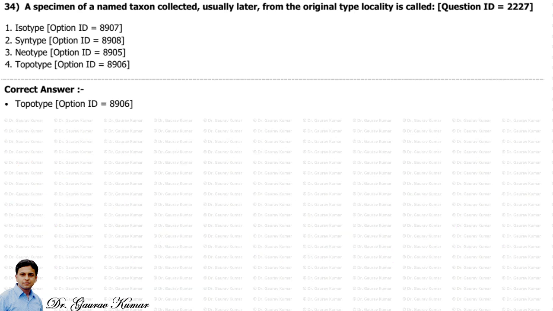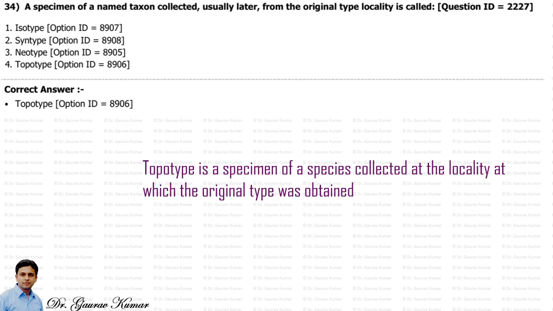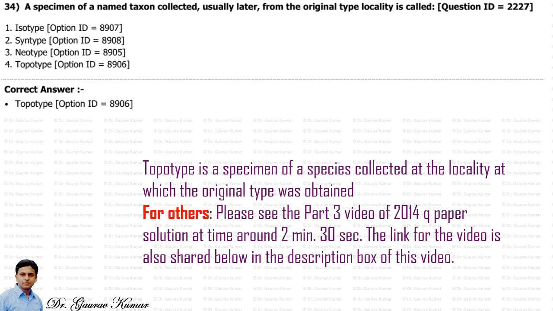Next question. A specimen of a named taxon collected, usually later, from the original type locality is called a topotype. We know that. A topotype is a specimen of a species collected at the locality at which the original type was obtained. For detail on other types like isotype, syntype, neotype, etc., please see the part 3 video of the 2014 question paper solution at around 2 minutes 30 seconds. The link for the video is also shared below in the description box of this video.